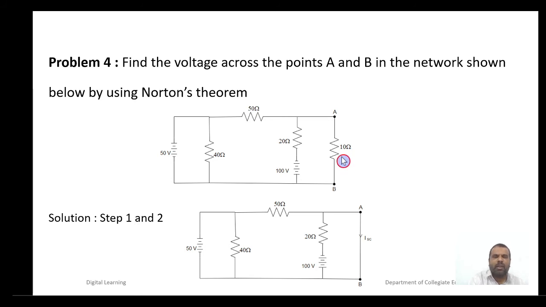Now remove the load resistance of 10 ohm and measure the current across the terminals A and B by putting the short circuit.